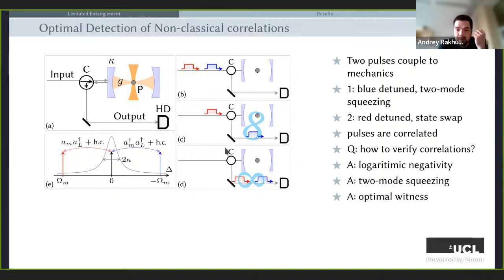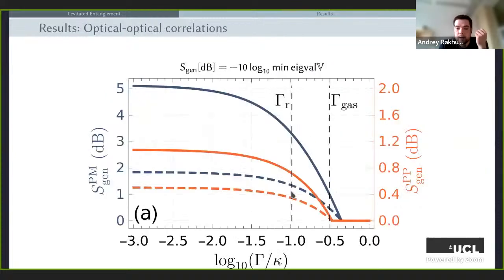And then we have the second pulse, which swaps the mechanical state to light, and then the correlations which were created during the first pulse now live between the pulses. And now we evaluate these correlations between the pulses. Okay, the blue line here just repeats what was before on the previous slide. So this is the two-mode squeezing between the first pulse and the mechanics.